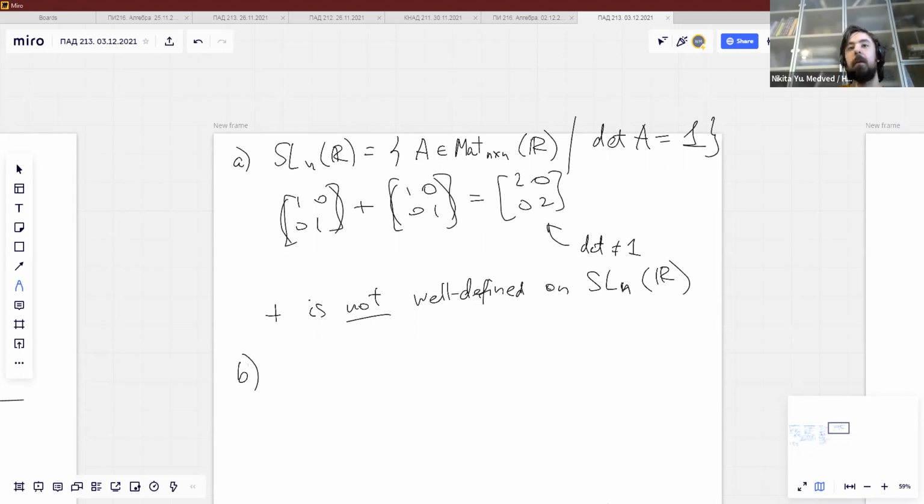Okay. Well, let me try another set. It doesn't have any standard notation, so let me just write some letter. Also matrices, but with determinant 0. Maybe 0 is better.